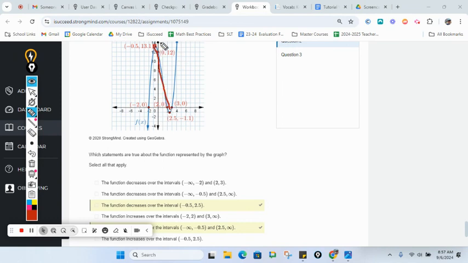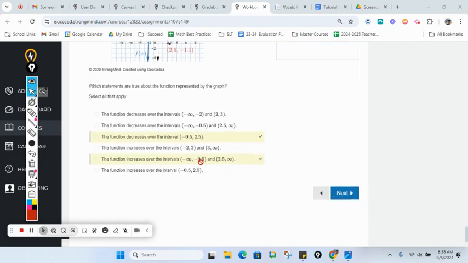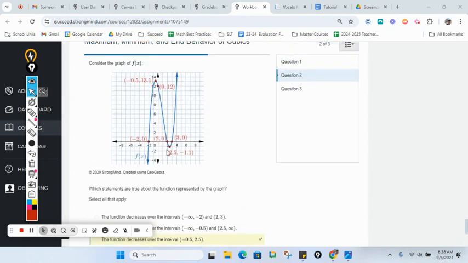So where is that going down? Well, it's going down from negative 0.5 to 2.5. So it's between those x values. And then we can look to see that the function is increasing on those two different sections. So increasing and then increasing again.